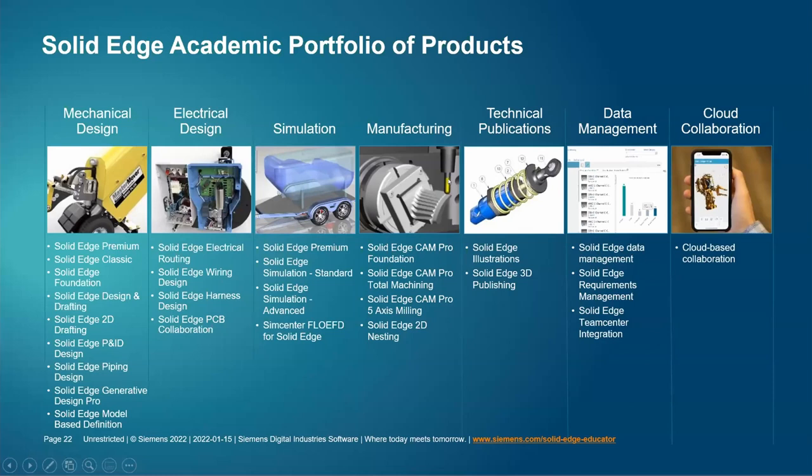This is a slide that Mohammed talked about earlier. This is the Solid Edge Academic Portfolio, the 7 pillars. These are all the tools that you'll find in each of the pillars that they're available to you. And then here's that link again, which is also on the next page. I'll just make a comment.